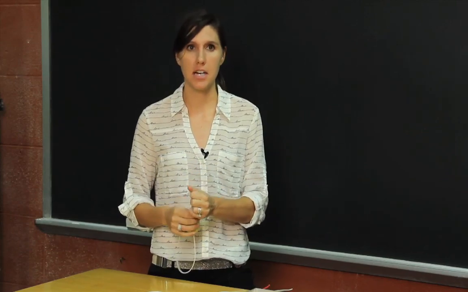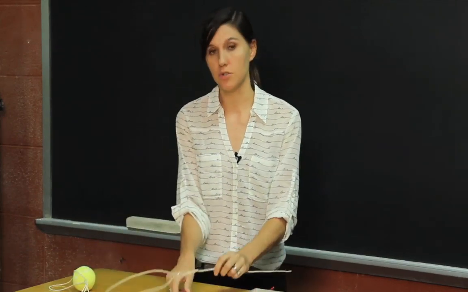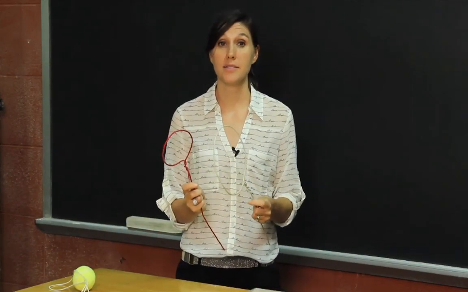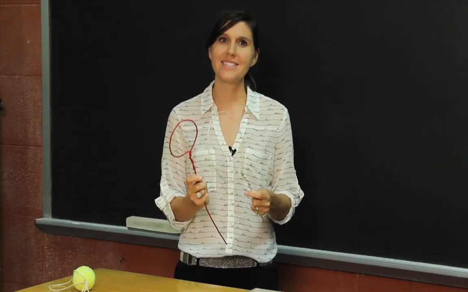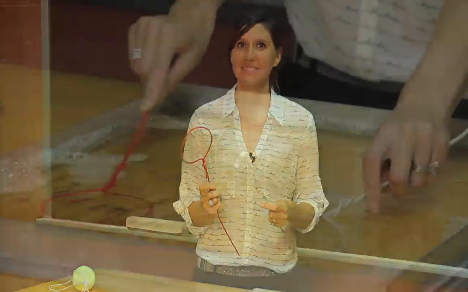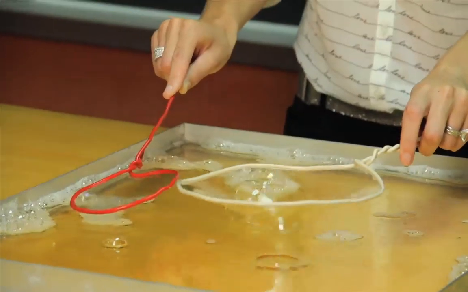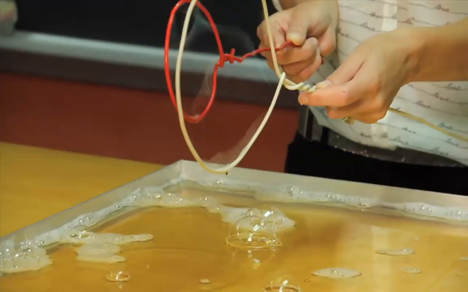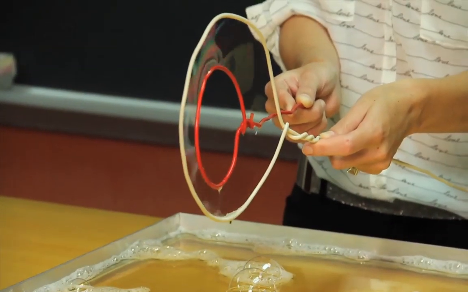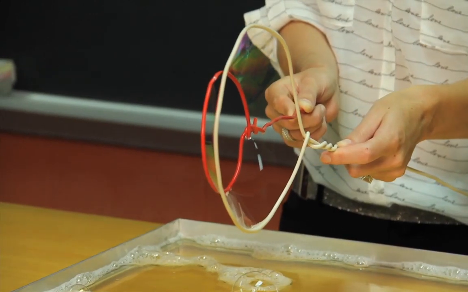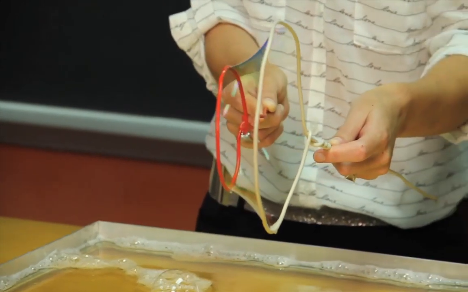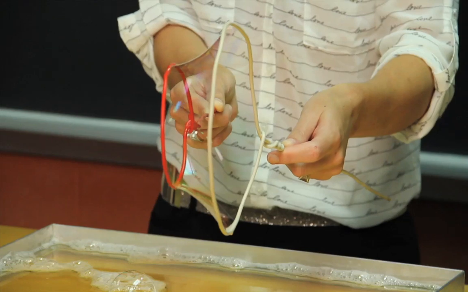Let's go ahead and make our soap film between these two circular bubble wands. It should be a catenoid. Let's see if we can see it. Yes, it is a catenoid.